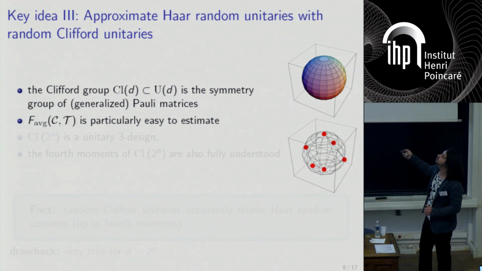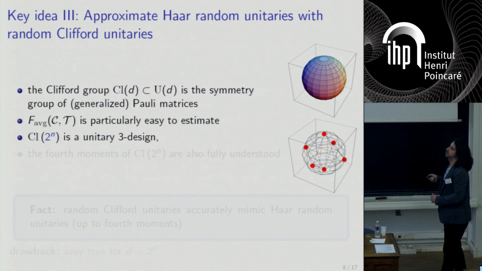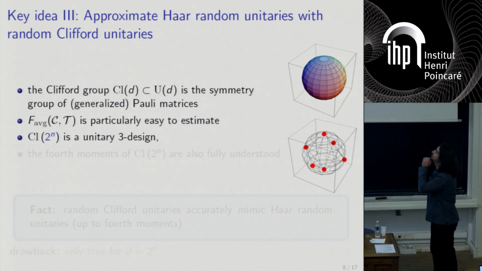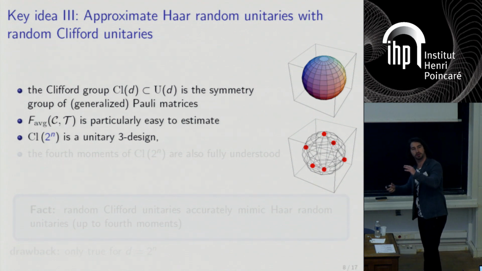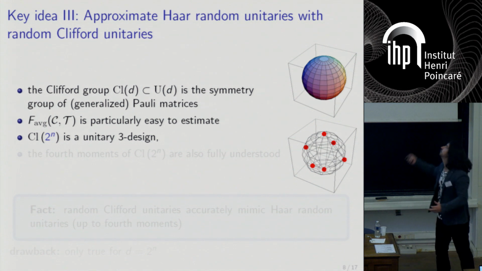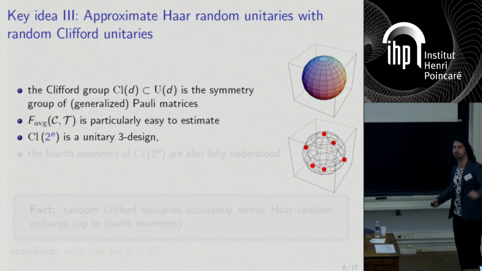And perhaps most interestingly, at least for multi-qubit systems, so if the dimension is a power of 2, the Clifford group is a unitary 3-design. Well, what does this mean? It means that the Clifford group is a very good finite quadrature for the full unitary group. So the full unitary group is a Lie group, so it's something round. I've made a cartoon of a ball here. So think of this as being the full unitary group endowed with a Haar measure.